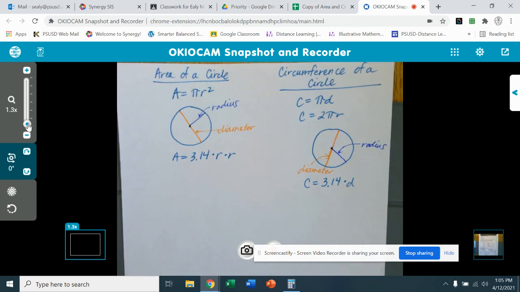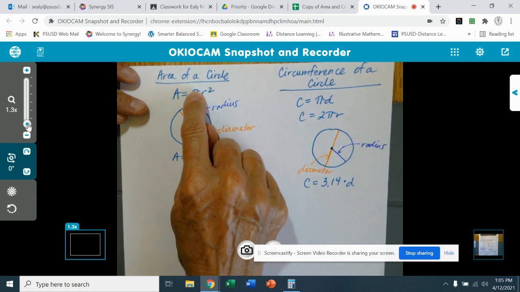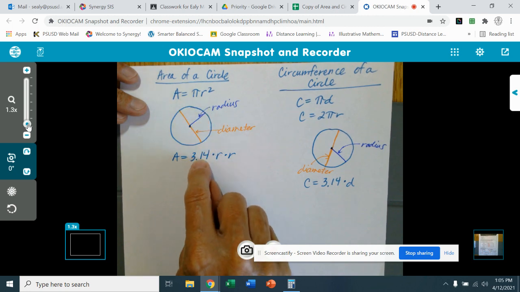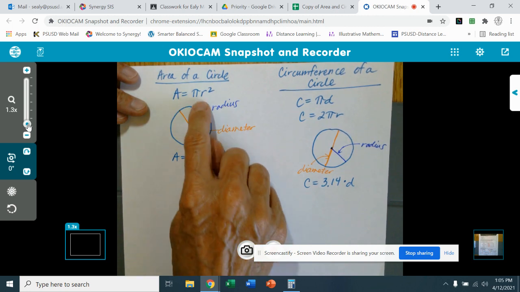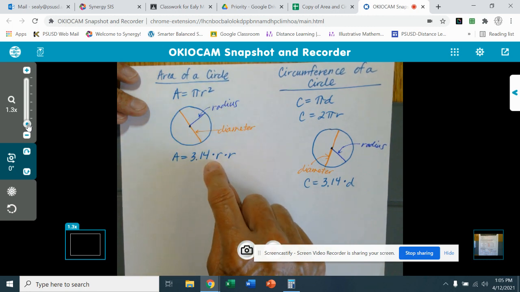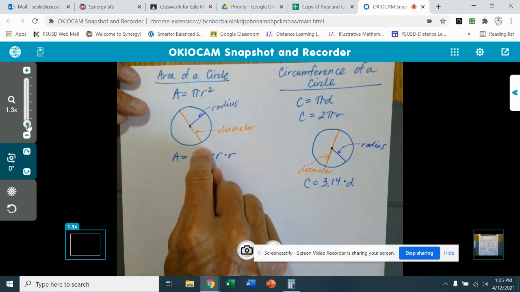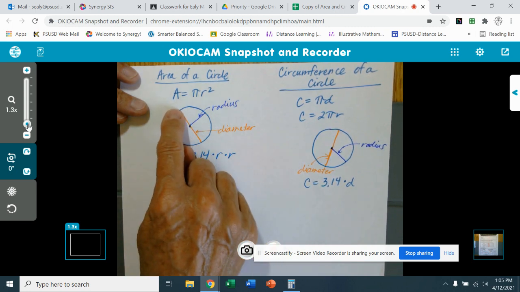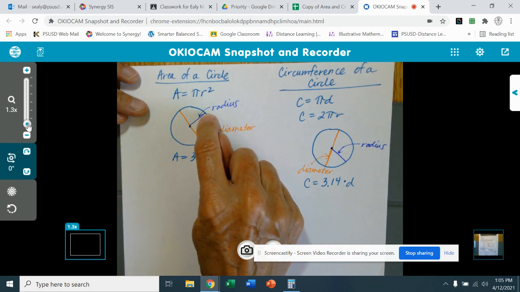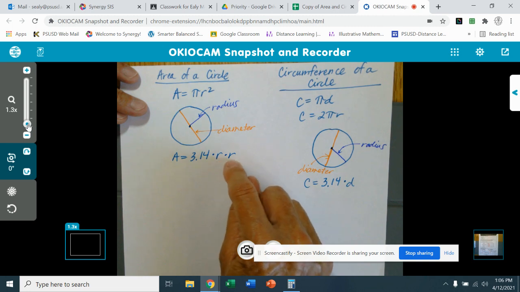So here we go. The area of a circle is pi times the radius squared. What does that mean? It means pi, and remember, we're going to use 3.14 for pi. Radius squared means radius times radius. Here's where a lot of kids run into trouble: they don't know which one's the radius and which one's the diameter. Diameter goes all the way across. Radius goes halfway across. So you have to make sure you use that halfway across number when you're doing that one.